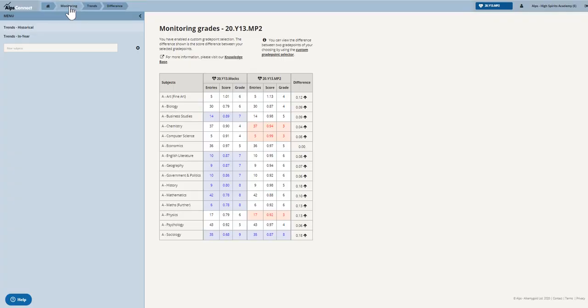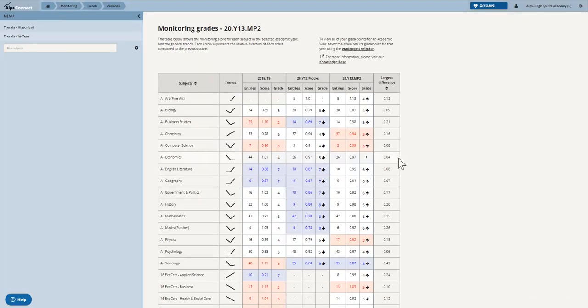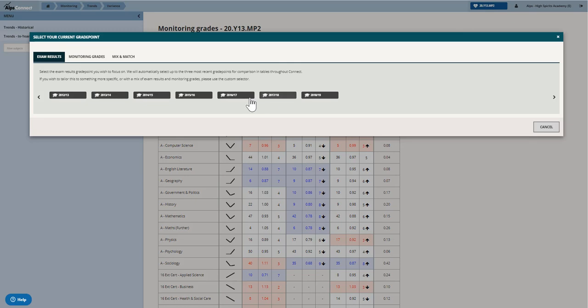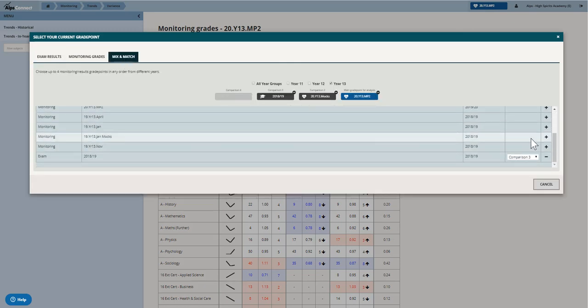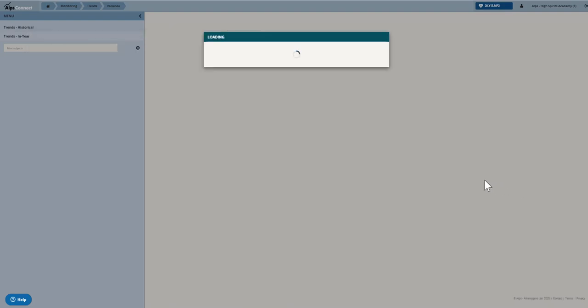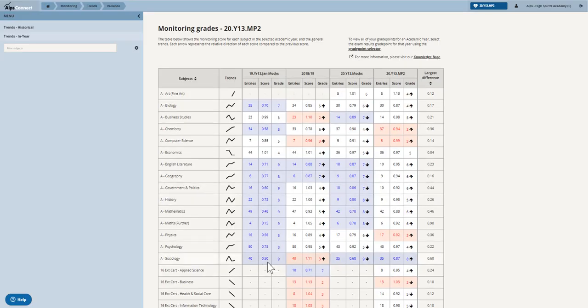Back to the monitoring then. Let's just add January last year. Okay, so tick year 13. I'm just going to add January mocks from last year and just have a look at whether sociology were being equally pessimistic. So they were equally as pessimistic last year about their outcomes. So maybe I need to talk to them about realistic predicting in a positive way, actually, being a little bit more hopeful on their students' outcomes.